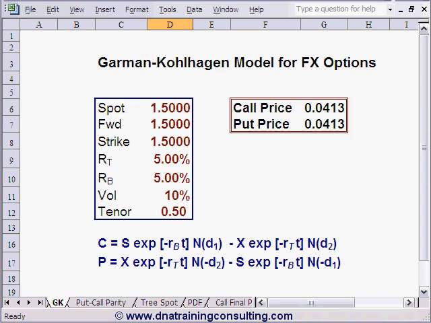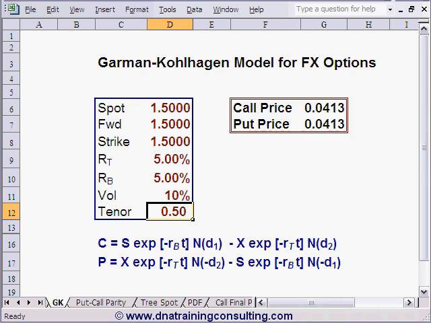This worksheet GK requires you to input 6 items for an option to derive its price or premium. The 6 inputs are spot, the strike, the interest rate for the term currency, the interest rate for the base currency, the volatility of the currency, and the tenor of the option expressed in units of years.